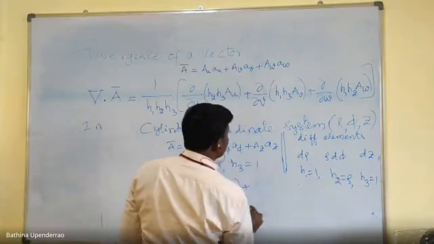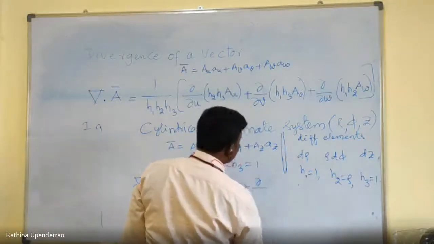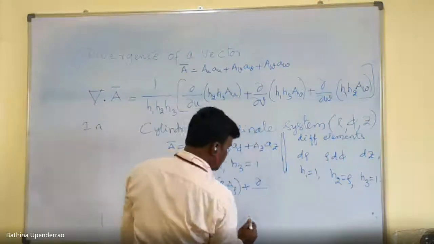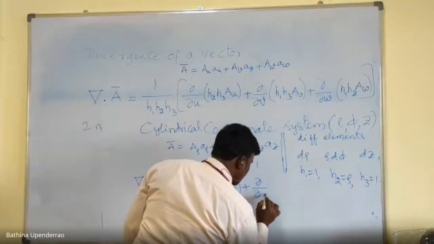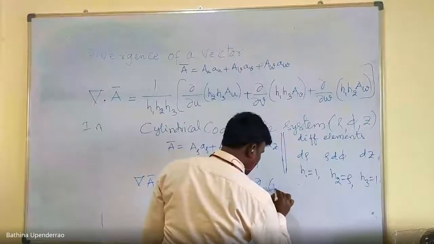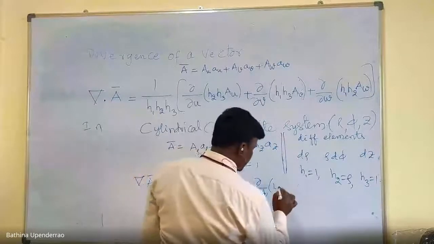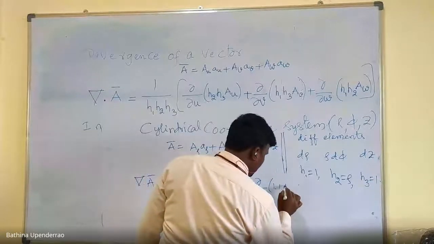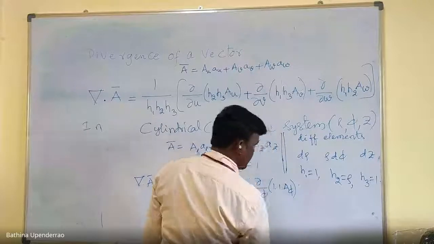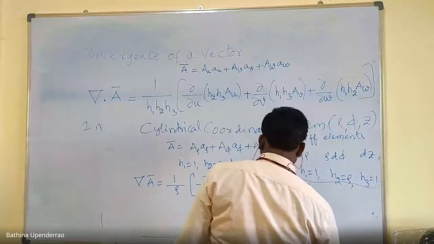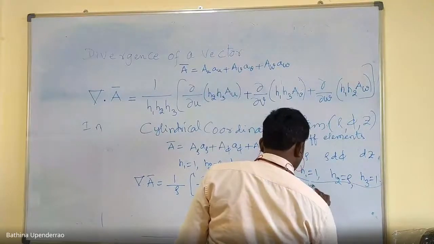Plus dou by dou v, where v means the second element. What is the second element? That is dou by dou phi of h1 h3. What is the h1 value? 1. And what about the h3 value? It is also 1. Av means A phi. Plus dou by dou z.